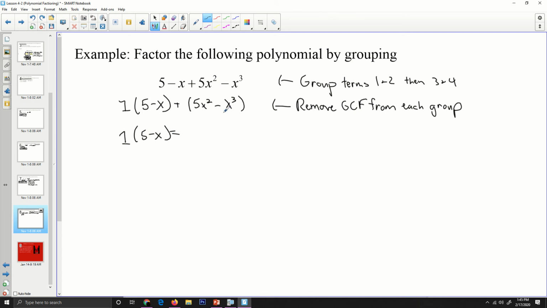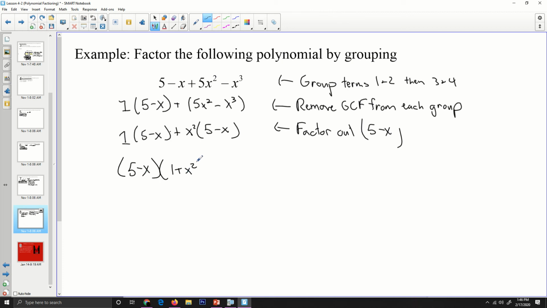And then I look at these two terms, and I see that I can have an x squared. And this really should be a plus. And so I'm going to factor out that x squared, and I have 5 minus x, which is good, because you notice that 5 minus x, I can factor this thing by grouping. I've done it right. And then I'm going to factor out the 5 minus x, and I'll get my 5 minus x out front, and then I'll have 1 plus x squared there.